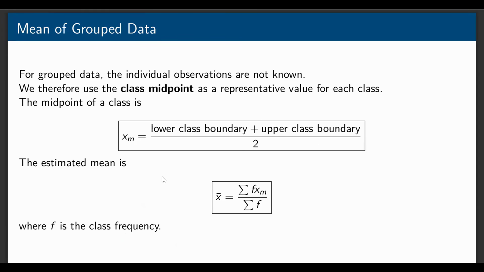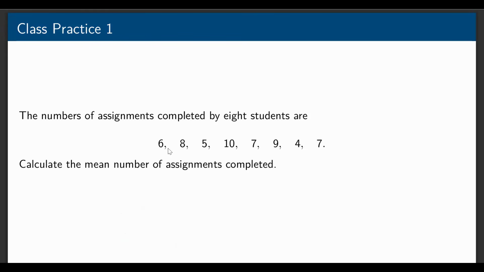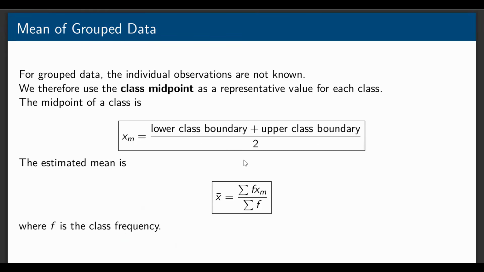Now, how do you find the mean in the case where the data you have are not simple data points like we've seen previously? What if it is grouped data? What do you do? For grouped data, the individual observations are not known. We don't know the individual observations because all we were given is the grouped table. So we use the class midpoints to represent the value of each class.